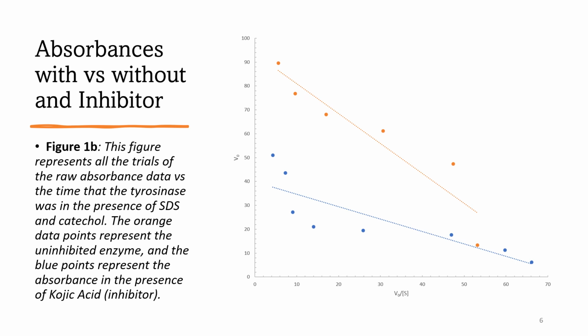Here, figure 1b, is the absorbances with versus without the inhibitor. The orange data represents the uninhibited enzyme, the information we just had on the previous slide, and the blue points represent the absorbance in the presence of the kojic acid. As we can see, the blue line is a lot lower than the uninhibited tyrosinase, and this is because kojic acid was introduced. We'll talk a little more about this in the following slide.